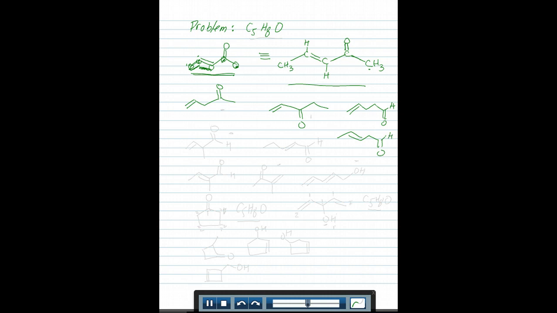1, 2, 3, 4, 5. Another possibility is the double bond even closer to the carbonyl. That is another isomer. So you can start seeing there are a lot of different isomers. That's just a few. Hopefully you got some of those.